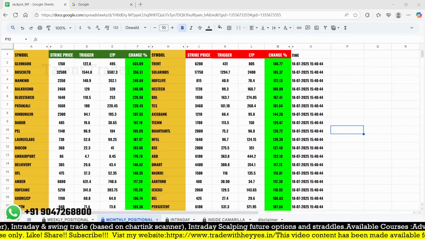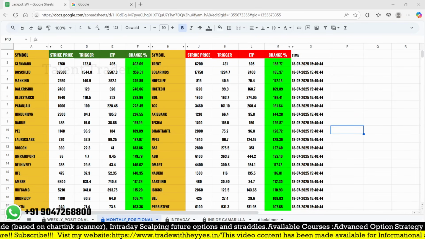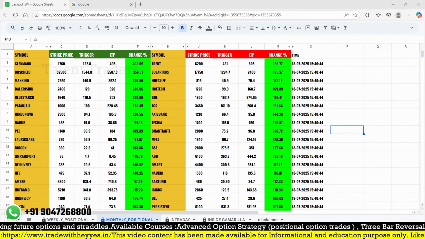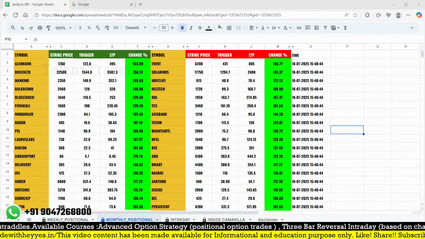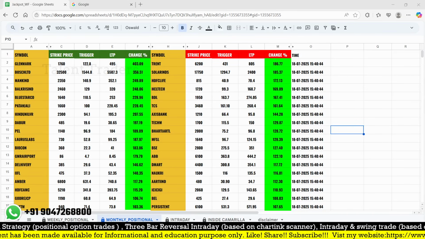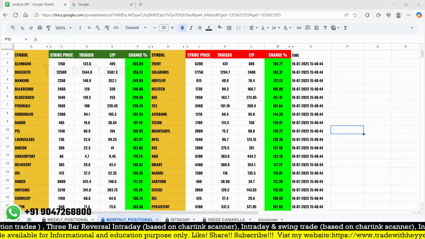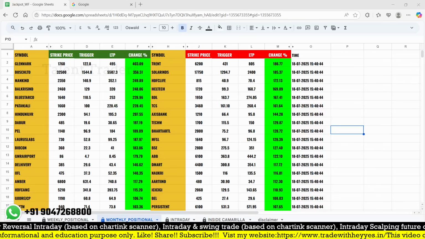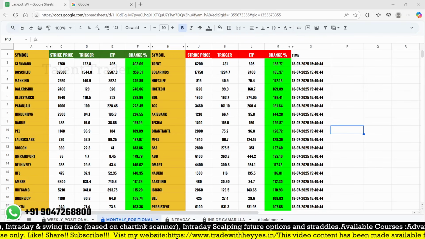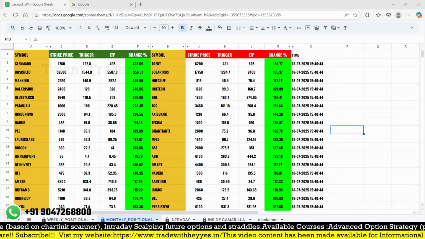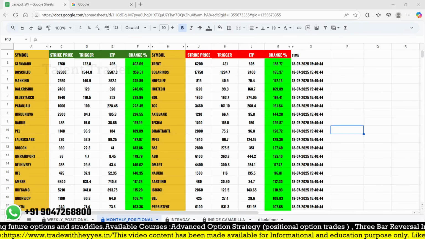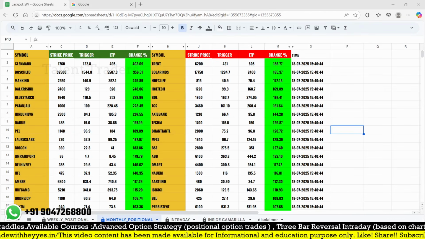The sheet we use for our advanced option strategy course is where you learn some hedging strategies and how to apply them. Here, this tool acts as a scanner for that, and it is going to help you find trade opportunities. We use weekly, monthly, intraday, and inside Camarilla. I'm mainly going to discuss intraday and inside Camarilla, because weekly and monthly work on positional strategy concepts.